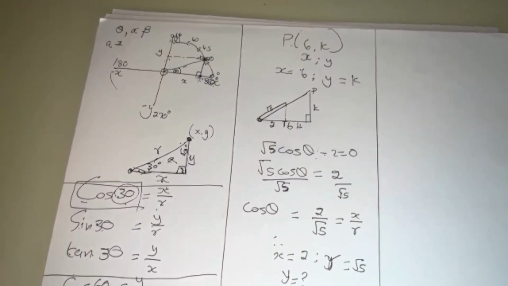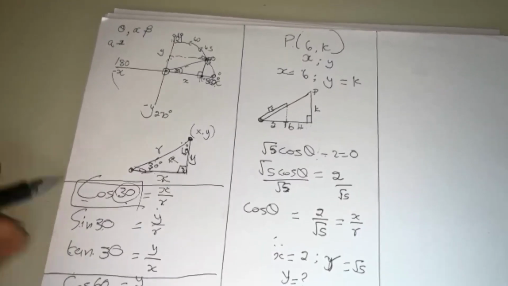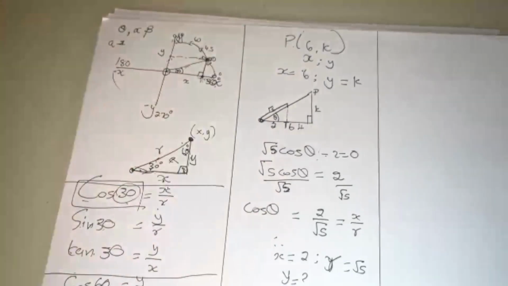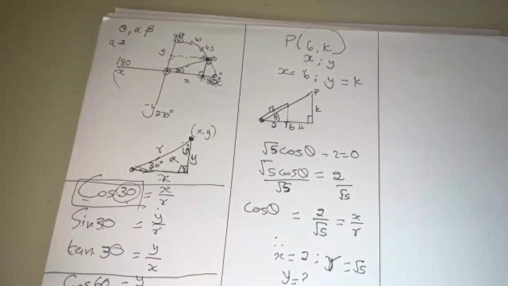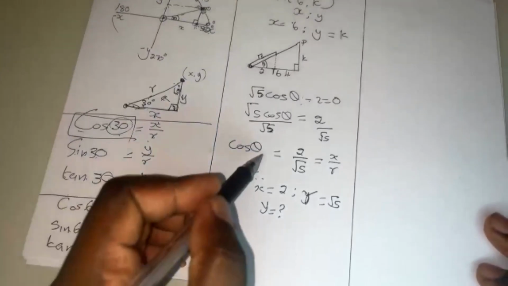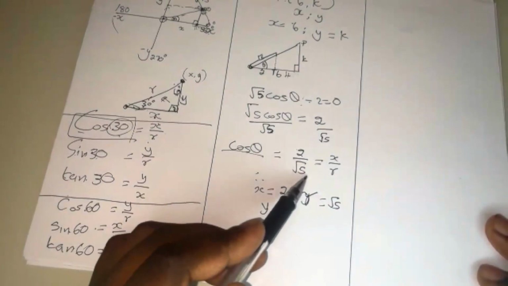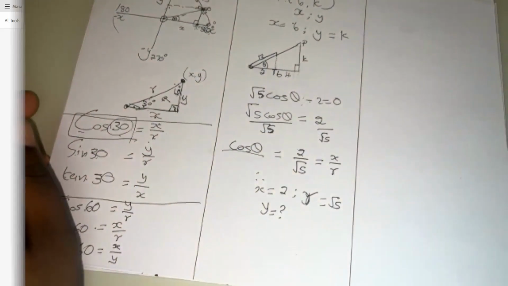So let's look at the question and see what we have. But before that, let's look at this one. The theta is still the same value here. It's still the same theta we're talking about here. But now we are having different information. Cos theta is equals to 2 over root 5. Let's look at what the first question is saying.